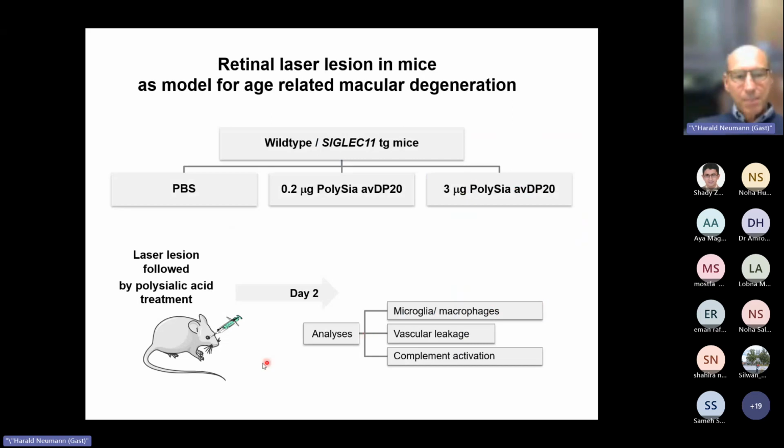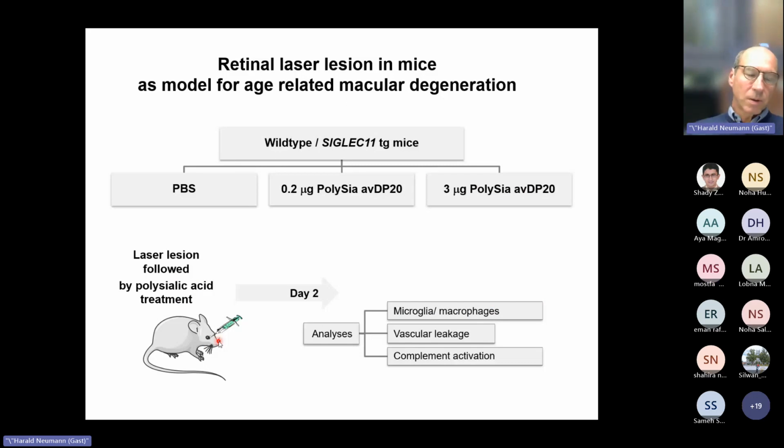So this is now the setup. We were taking these mice. We first did a laser lesion, and then 1 hour later, we injected polysialic acid into the eye, into the vitreous body. And this is a normal therapy in humans.